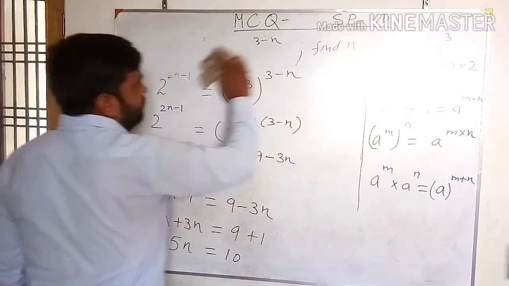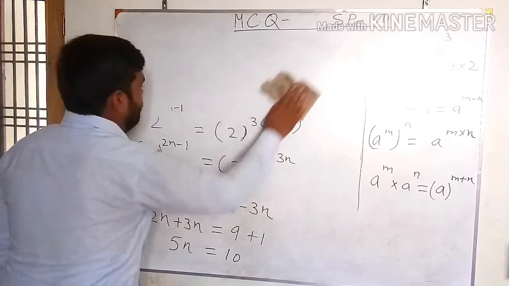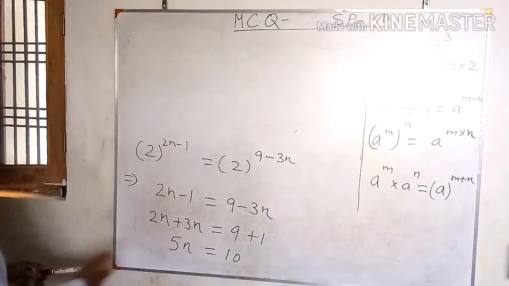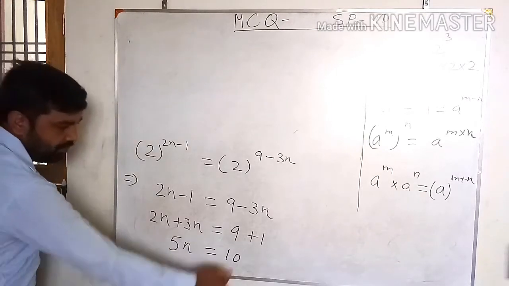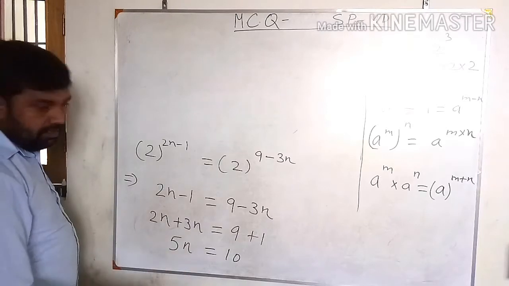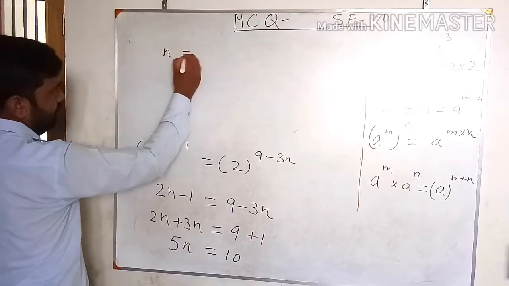Now we have to find the value of n. Transpose 5 to the right hand side from the left, because we have to find the value of n, not 5n. So n equals 10.